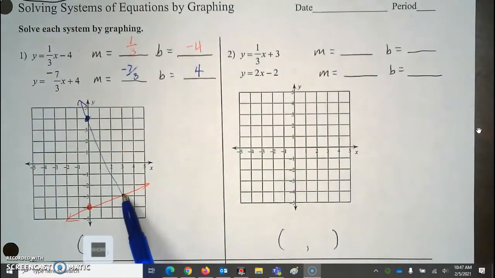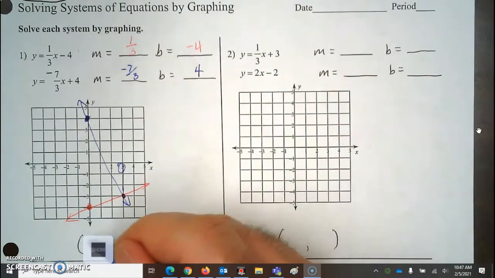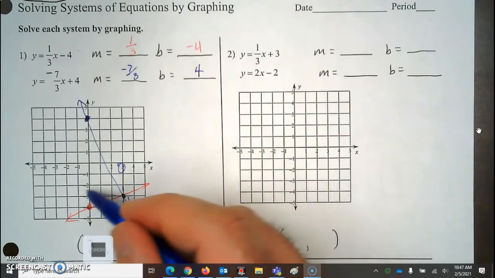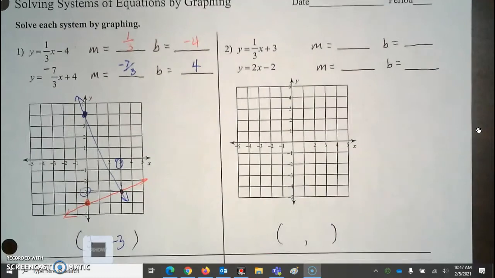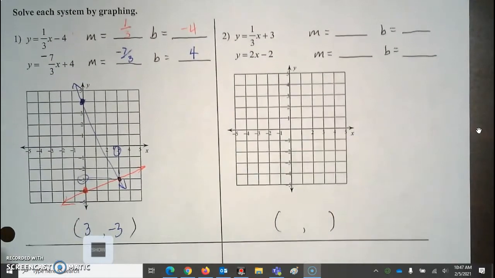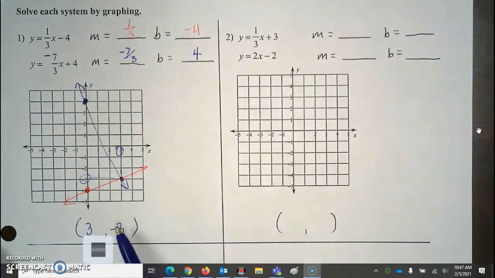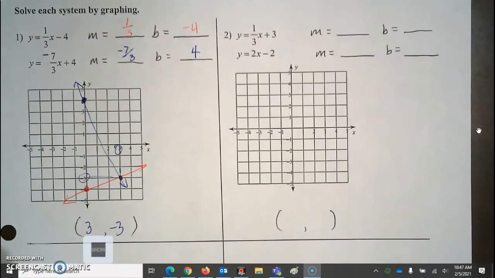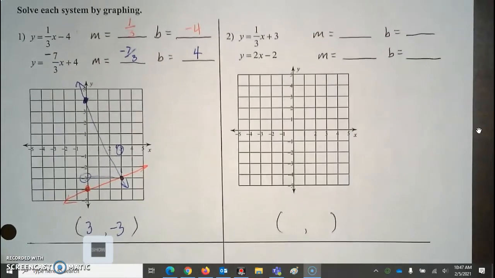So this is the common solution, and the x number, as you can see, is 3. See, it goes to 3 on the x-axis, and it goes to -3 on the y-axis. Let me just move that so it's not hidden there. If I put 3 in for x into both of those equations and -3 in for y into both of them, they would work out true. That's the only point that will do that. So we'll try another one. I'll have you try 2, and that's our assignment.